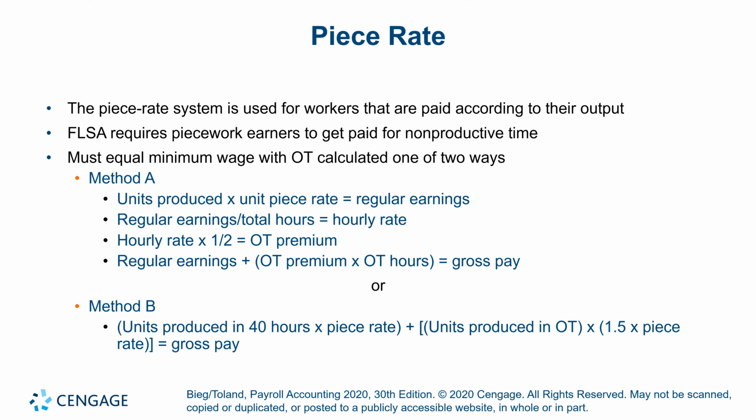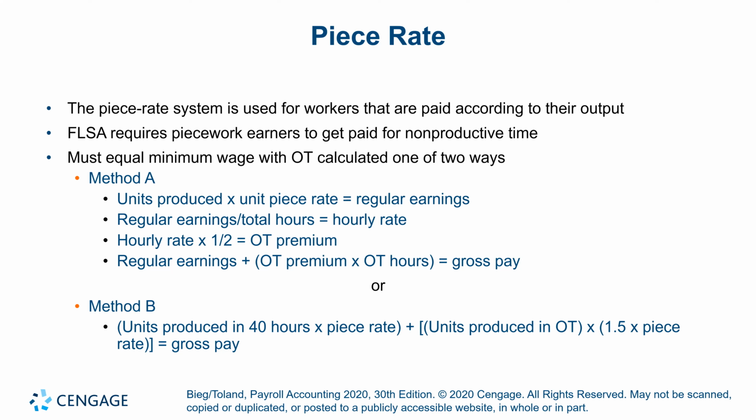With method A, just like it's showing here, we take the number of units produced times the unit piece rate. That gives us our regular earnings. We take the regular earnings divided by total hours to get the hourly rate, and then that hourly rate times 0.5 or times half to calculate the overtime premium. And so to get our gross, we're taking regular earnings plus overtime. So we're just basing it on a per unit system or a piece rate system, right?